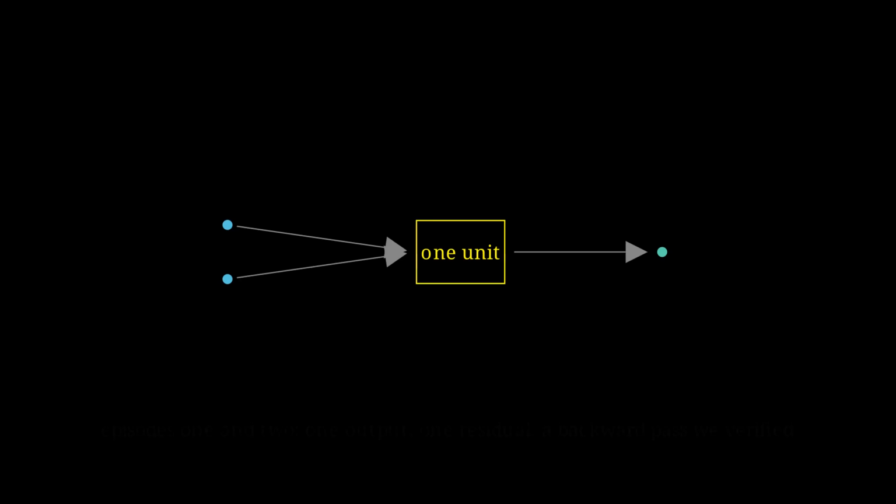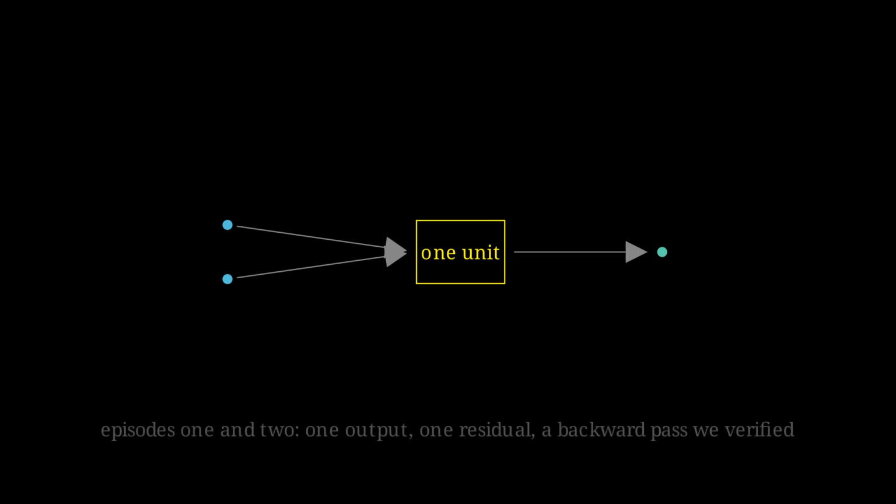In the first 2 episodes, we built the smallest possible network. One linear layer, a single output unit, feeding a sigmoid and binary cross-entropy. We derived its gradient by hand, and we watched the residual appear, the prediction minus the target. Then we backpropagated it, and we checked every number against a finite difference. So we now have a machine that learns 2 classes, and a backward pass we actually trust.